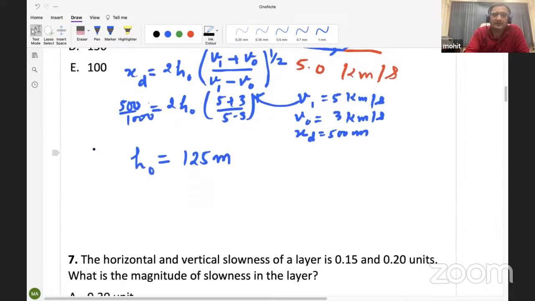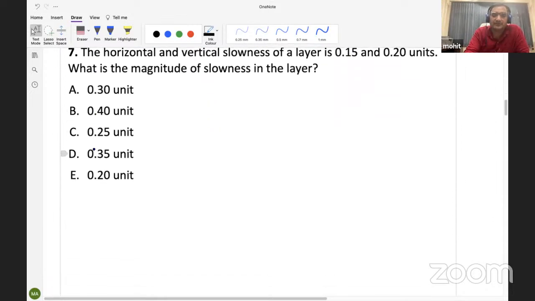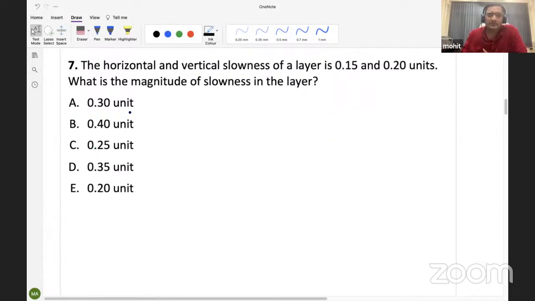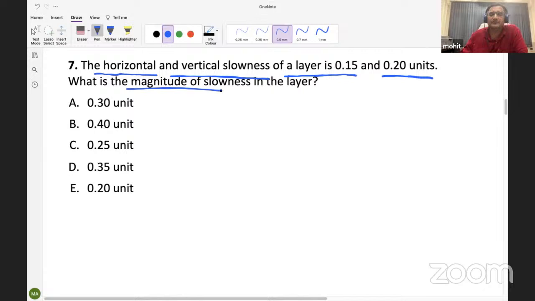Now let's move on to the next question in the same assignment, assignment number 5. So question number 7 we are going to discuss in assignment 5. So this question says the horizontal and the vertical slownesses of a layer are 0.15 and 0.20 units. What is the magnitude of the slowness? So you know that horizontal and vertical slownesses are vector quantities. So you can find out the magnitude of slowness just by taking the under root of horizontal slowness square plus vertical slowness square, and you should be able to find out.